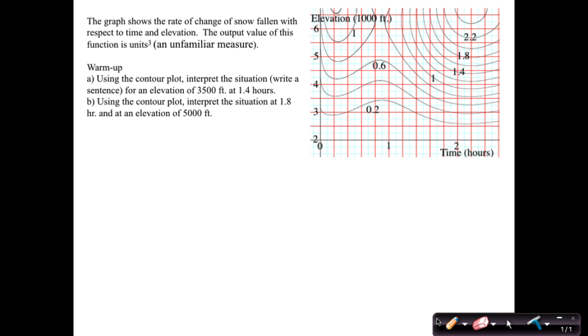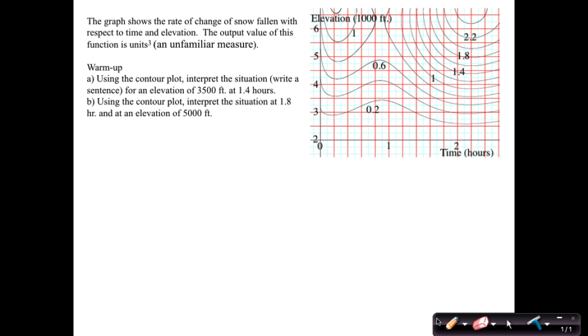Okay, so it's a volume of snow fallen, and volume in some units cubed. The unit is unfamiliar, but units cubed, and then so it's volume of snow fallen per time and per 1,000 feet of elevation on a mountain.